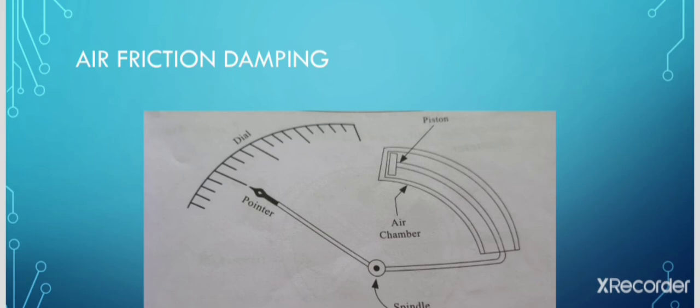To the spindle we connect a pointer which shows the readings on the dial, and a piston rod made of light aluminium, which is inserted in the air chamber. The piston moves in the fixed air chamber. Coming to its working principle, the piston moves in the fixed air chamber which is closed at one end, and the clearance between the piston and chamber walls is very uniform.